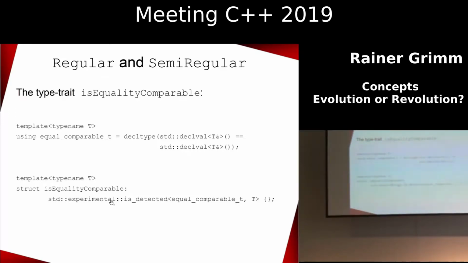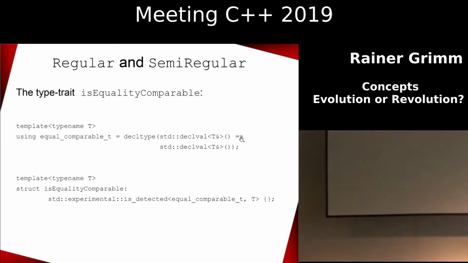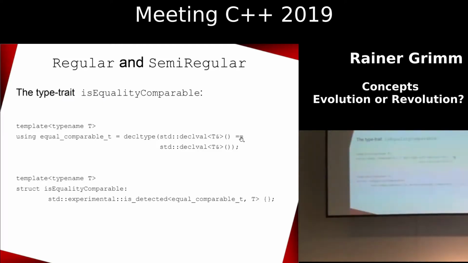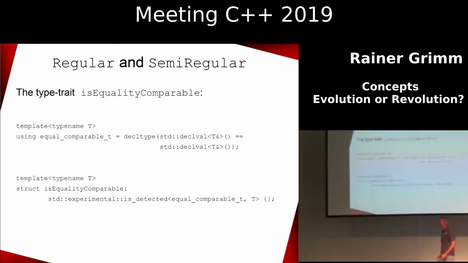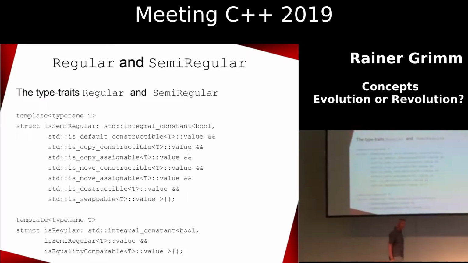The key idea is you can ask a type if it supports a specific, in this case, operation or method. And you see, I ask if T supports equality. And here I use it to create a type trait, to ask at compile time, does my type support equal? Because this was the missing part I needed to define regular. Okay, now I use it, you see? It's just a little bit to write.